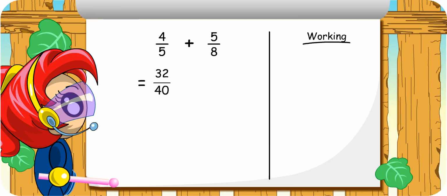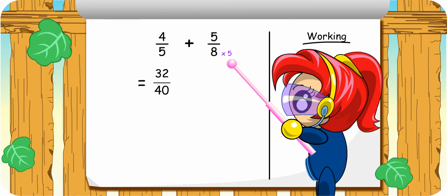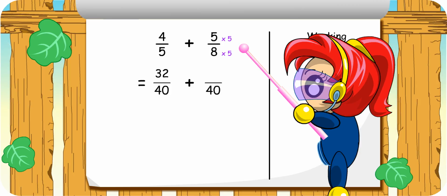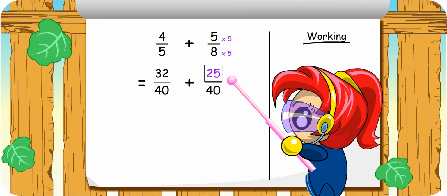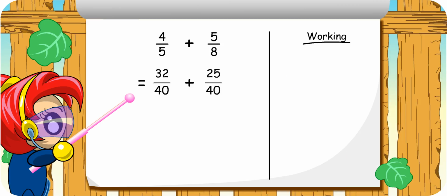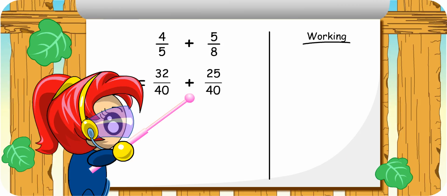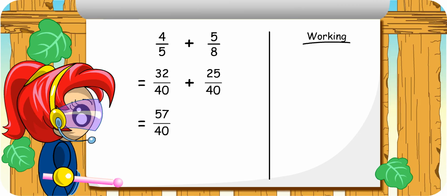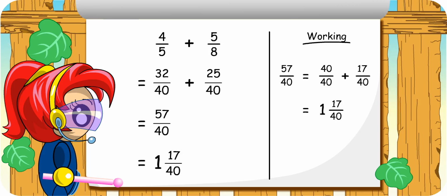For 5 over 8, I multiply the denominator by 5 to get 40. Similarly, I have to multiply the numerator by 5, which is 5 times 5 equals 25. I get the equivalent fraction 25 over 40. Thus, the sum can be written as 32 over 40 plus 25 over 40. Now, I can add them and I get 57 over 40. Since it is an improper fraction, you have to simplify it into a mixed number. Thus, 4/5 plus 5/8 equals 1 whole 17 over 40.